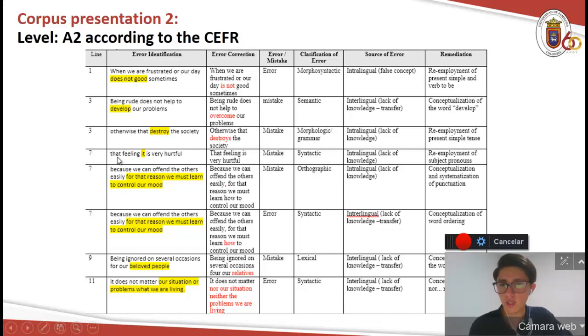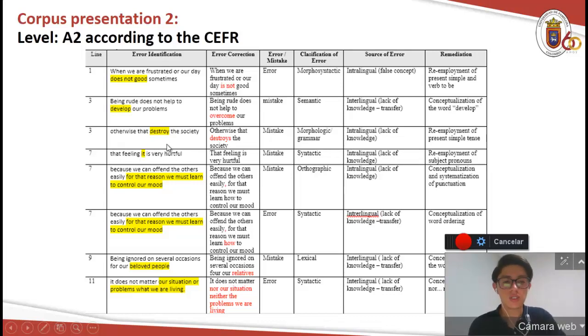We have, for example, "he, that, fed, it is very hurtful." That would be a syntactic mistake. He knows how to use subject pronouns, but maybe it was a lapse. Maybe he forgot it. So it would be syntactic because it affected the whole sentence as well, right?